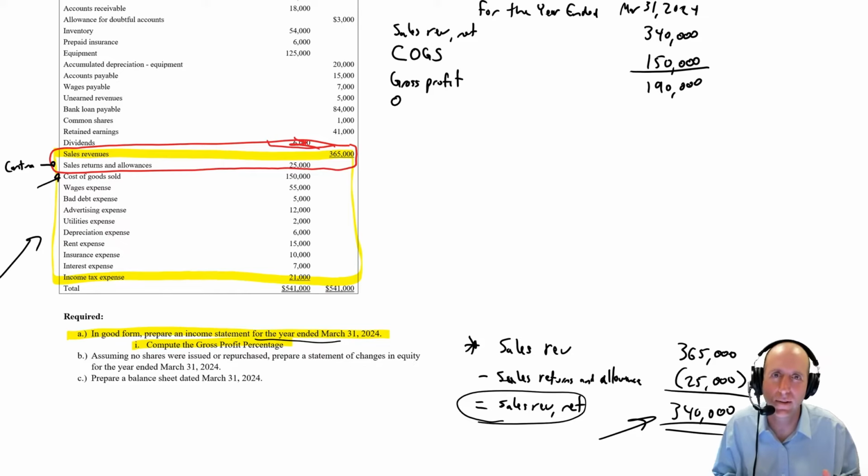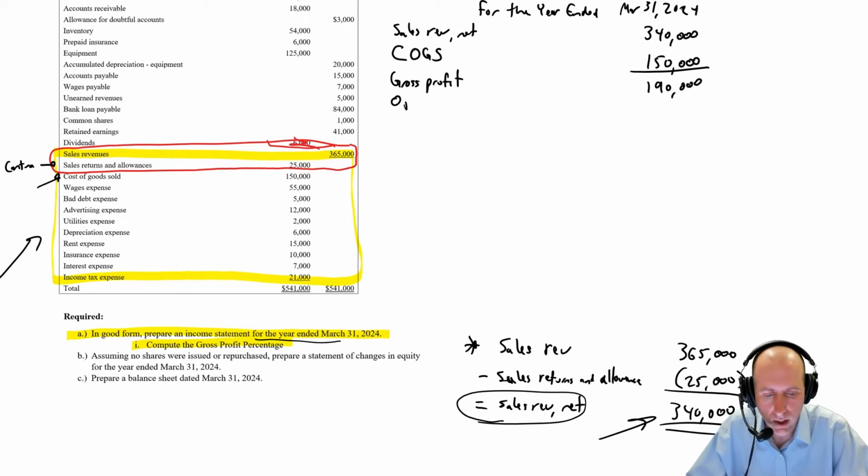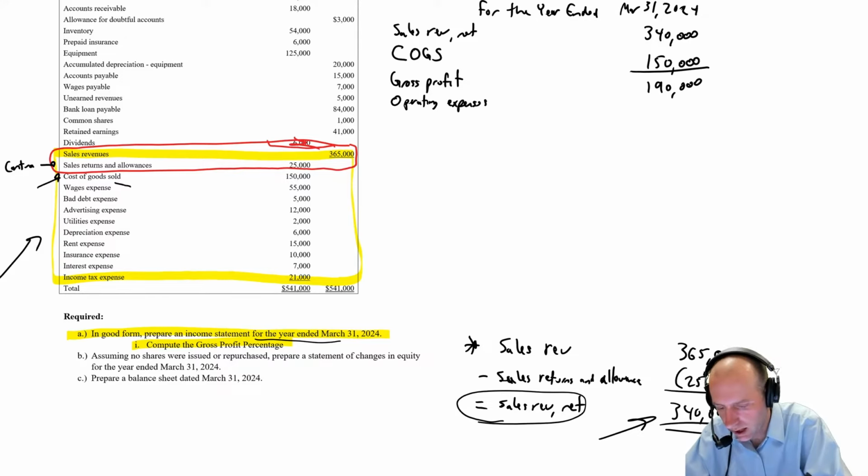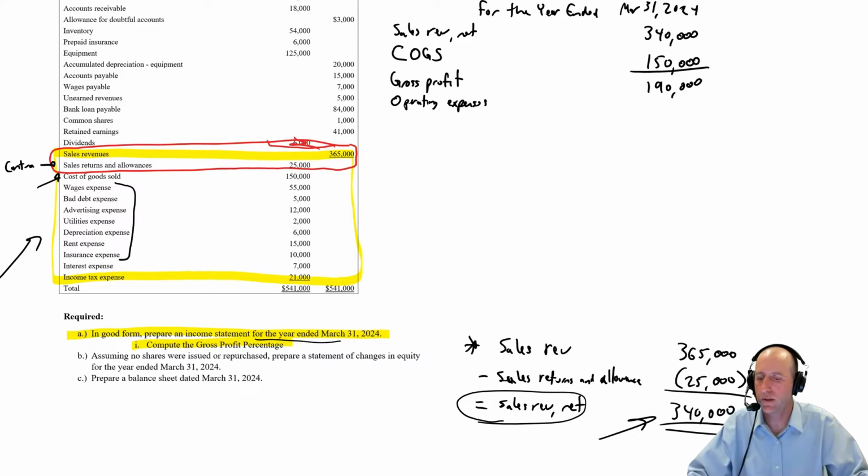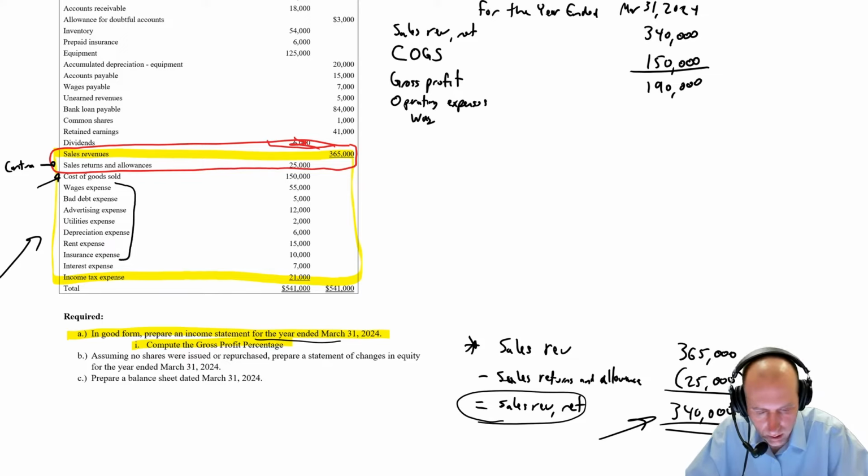And also because we sell inventory, we have sales returns to contend with. So a couple of new elements from here, nothing new. So let's do it. We have operating expenses, and everything down to interest is considered an operating expense. So wages, bad debt, advertising, etc. I'm just going to list them out.